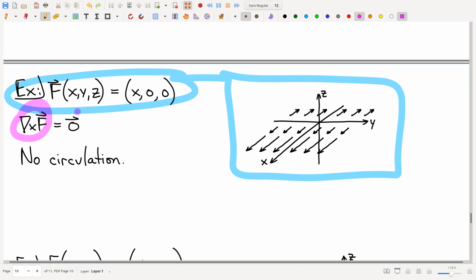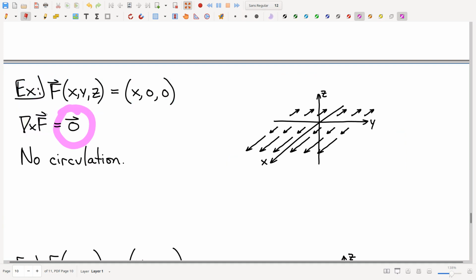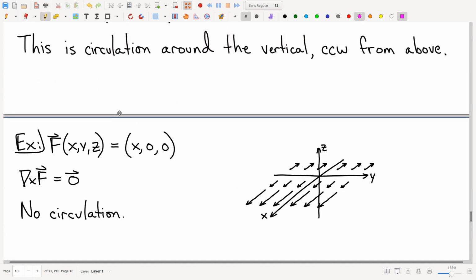Y'all can totally do that. And the curl is 0. And this suggests that nothing is rotating in this picture, right? And I think that's pretty believable. You look at it, again, imagine a little ball sitting in here. And that ball might get moved around, but this flow of fluid wouldn't make the ball rotate in any sense, right? Okay.